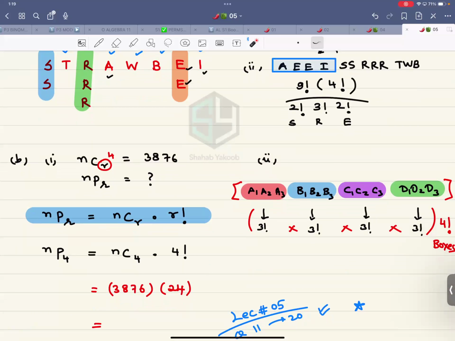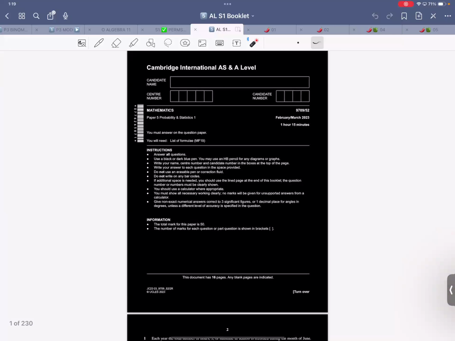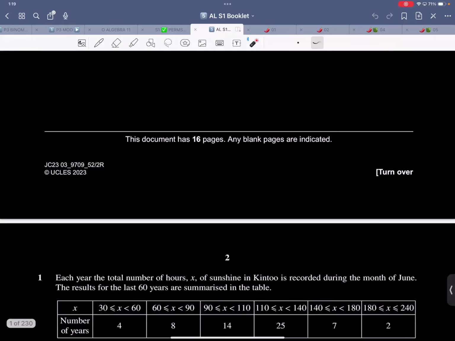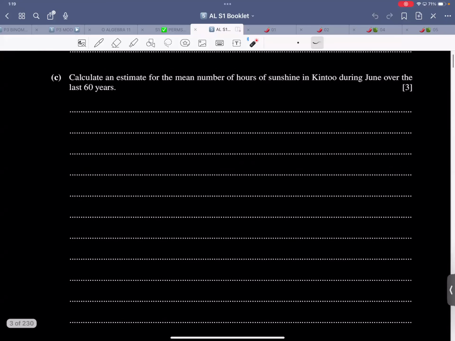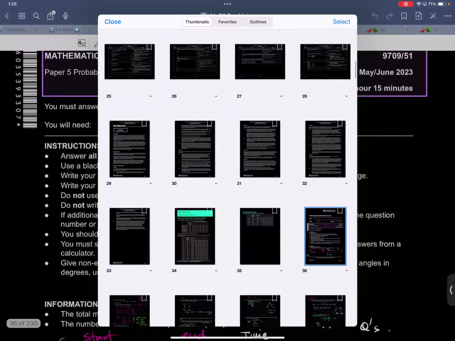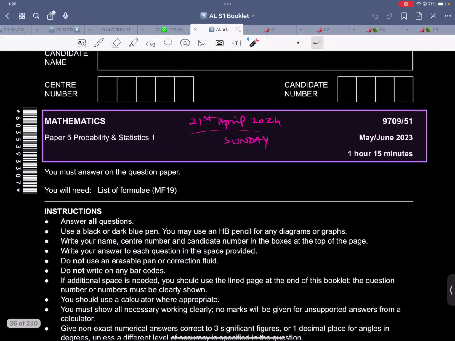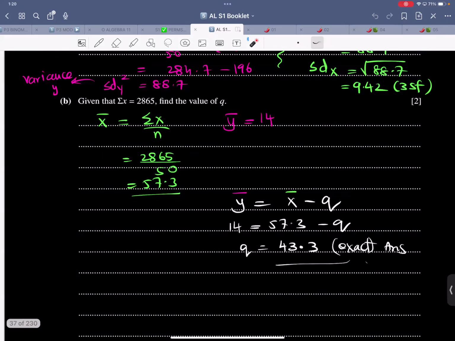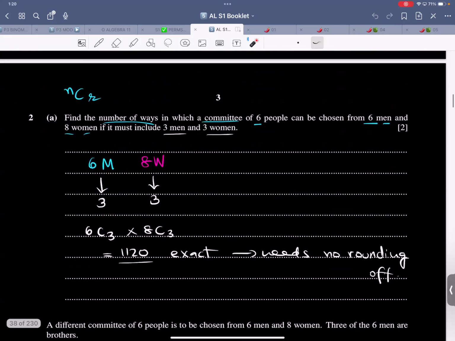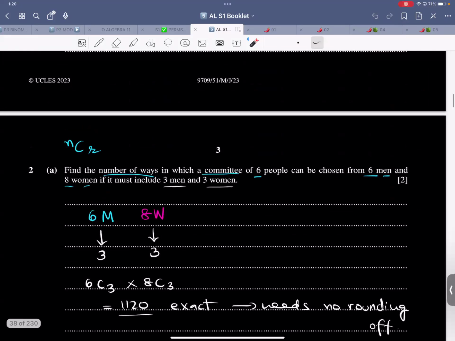So now let's move to some new questions from 2023. And our focus right now is on this. So this is the first paper. Okay. Now let's look at this. This is May/June 2023, variant 51.